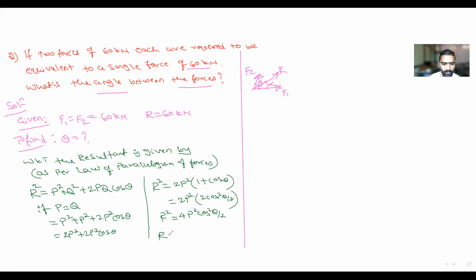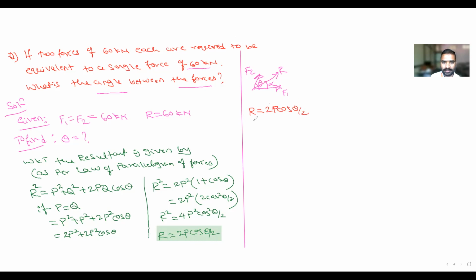R is equal to 2P cos theta by 2. So now you can write it like this. This is the answer for R equal to 2P cos theta when two forces are the same. Now R, the resultant, is given. R is equal to 2P cos theta by 2.